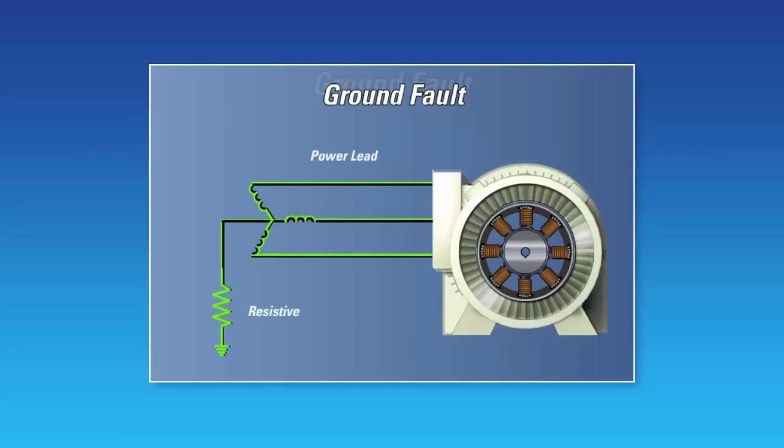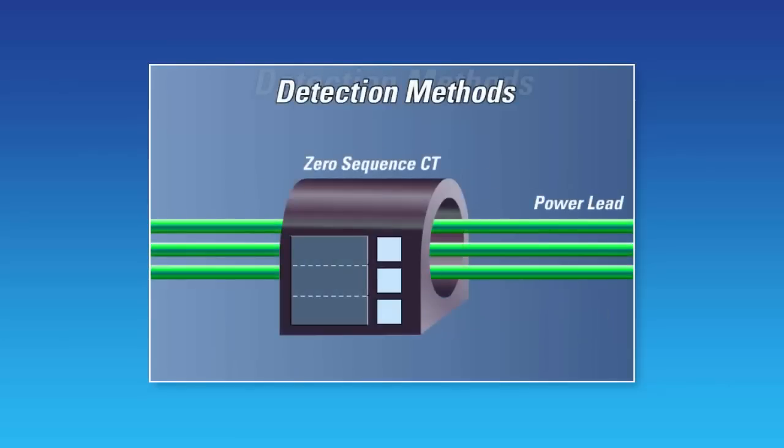This impedance can be in the form of a resistor or grounding transformer sized to ensure that the maximum ground fault current is limited to no more than 10 amps to reduce the chances of metal damage to the motor. There are several ways by which a ground fault can be detected. The most desirable method is to use the zero-sequence CT approach. This is considered the best method of ground fault detection methods due to its sensitivity and inherent noise immunity.